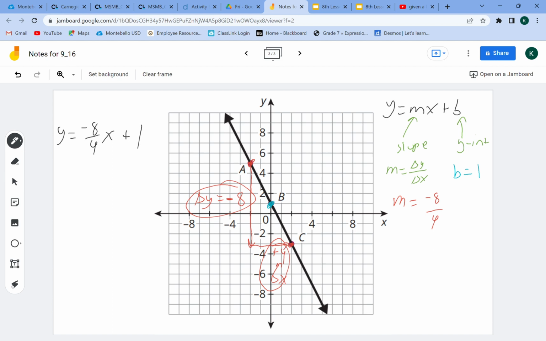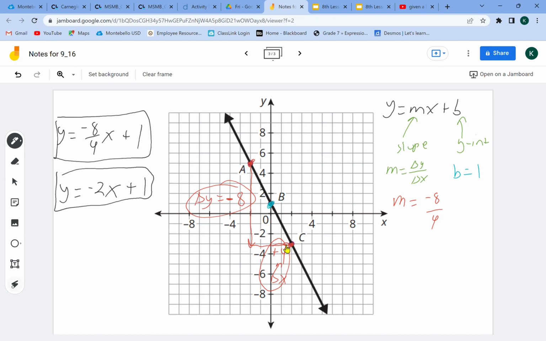You could leave it like this if you like, or you could simplify it. Some of you might know that 4 goes into 8 evenly twice, so you could simplify it to y = -2x + 1. You could also do that as well.